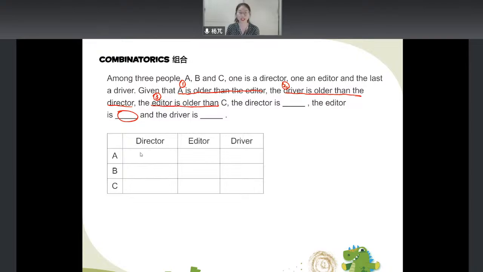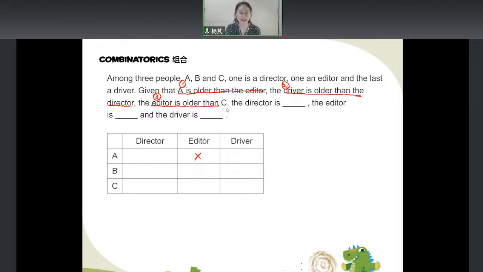Editor. Okay, cool. Editor is B, but why is B? The first clue says A is older than editor. So can A be editor? Absolutely not. So the third clue says editor is older than C.